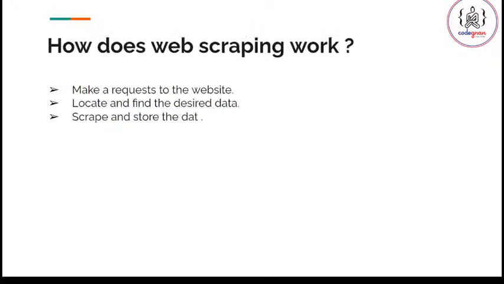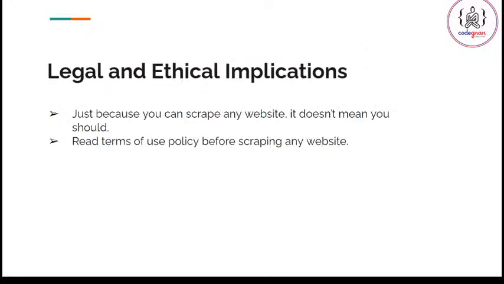And now, how does web scraping work? So we have talked about this. We make a request to the website. Then on the website, you try to find your desired data, whatever data that you want to scrape. Then you scrape that data by writing a Python script and store it in a database. All right, this is the simple framework for web scraping.